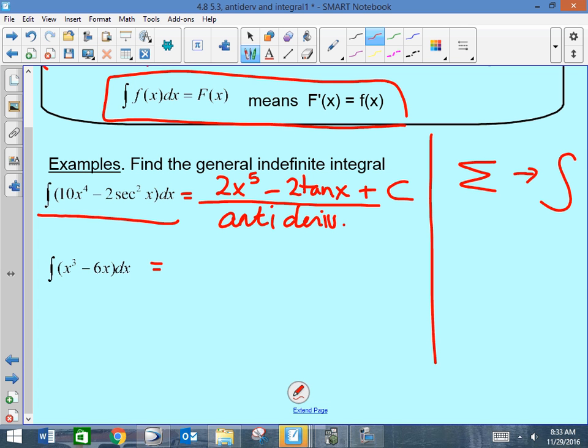What do you got, Sarah? I have x to the fourth over 4, and then I have minus 3x plus c. Okay, very good. You can check it out easily enough. Y'all are good at that. That's your indefinite integral. It's also your antiderivative.